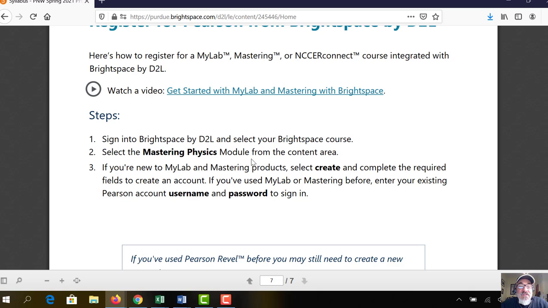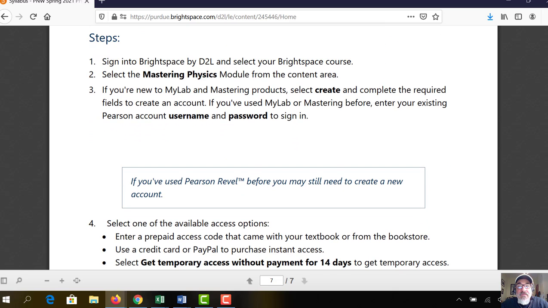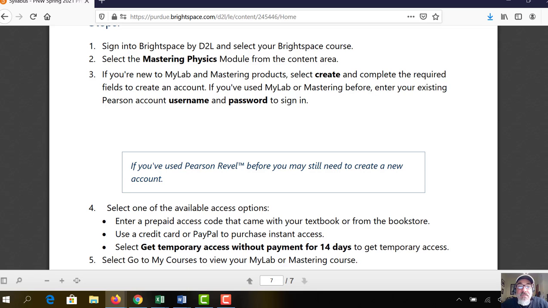Select the Mastering Physics module from the content area. And then once you do that, you go through and set up your Mastering Physics. So if you're new to MyLab or Mastering Products, you create an account. Probably you already have a Pearson account. So this is all through Pearson. You probably already have a Pearson username and password. Okay, if you've ever had like MyMathLab, Mastering Chemistry, anything like that, you already have a Pearson account.